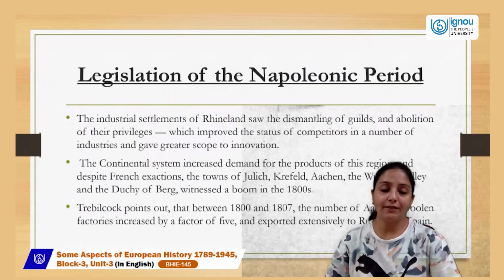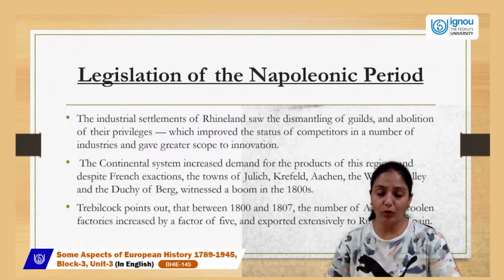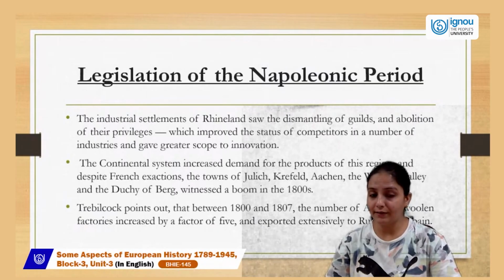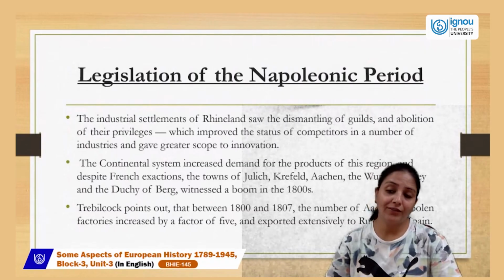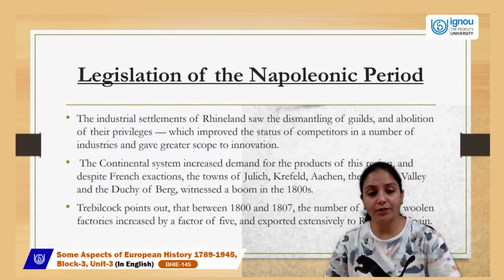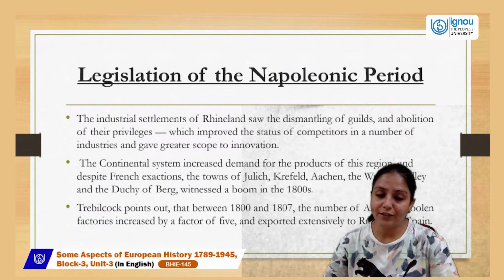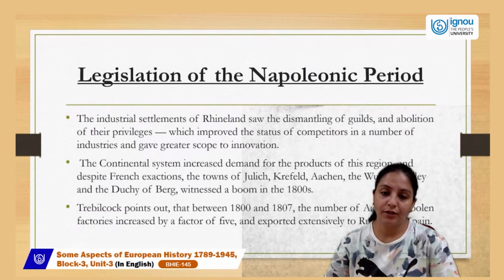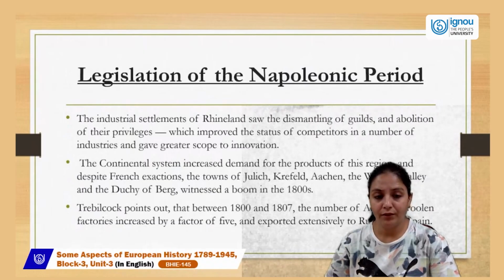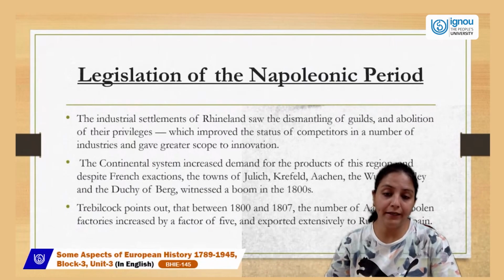The continental system increased demand for the products of this Rhine region, and despite French exactions, the towns of Jülich, Krefeld, and Aachen, and the Wupper Valley, and the Duchy of Berg witnessed a boom in the 1800s.